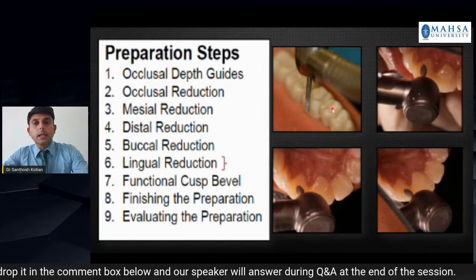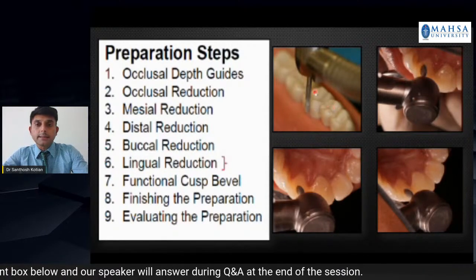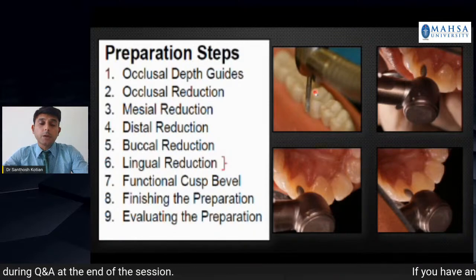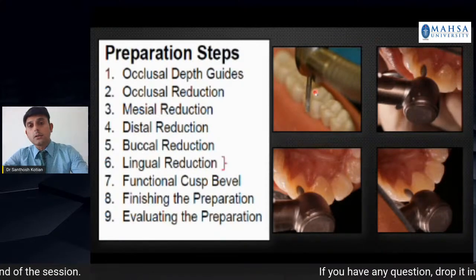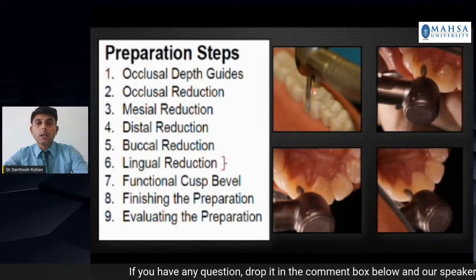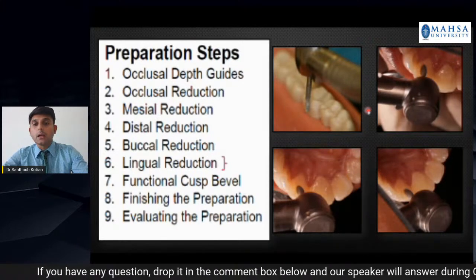Lingual reduction, palatal reduction, like I said, in accessible areas with proper visual access is not a problem. But if you're doing the upper teeth, first quadrant or second quadrant, then angulate your handpiece slightly towards the buccal so that you don't make an undercut over there.